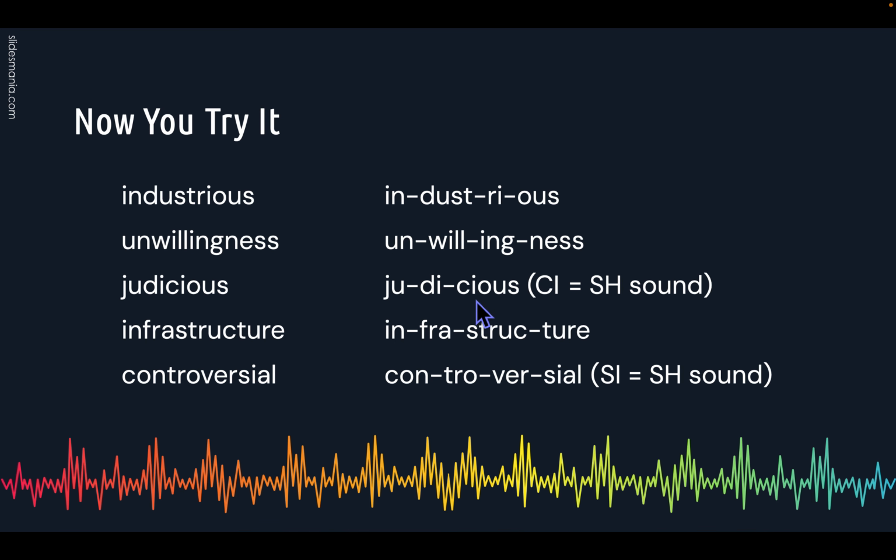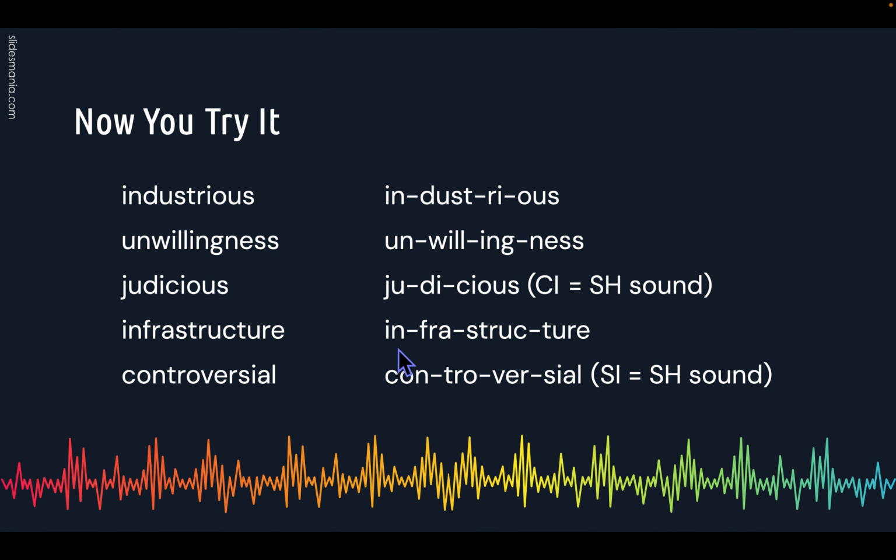And an important thing to note about this CI is CI in many words of, I think, Latin origin has a sh sound. So this is judicious. Now, you might wonder why this has a short I sound. It's because this syllable is not accented. So instead of being a long I sound, it becomes a short I.